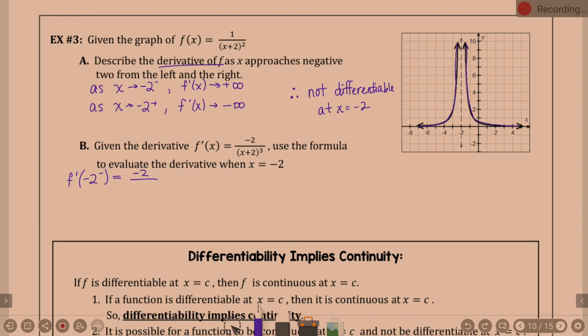What can we plug in? A number close to -2 on the left. So I guess I heard -3. I want closer, like -2.1. So I'm going to use -2.1 plus 2 to the third. Okay, it's -2 on top. -2.1 plus 2 is going to be -0.1, and then it's cubed.